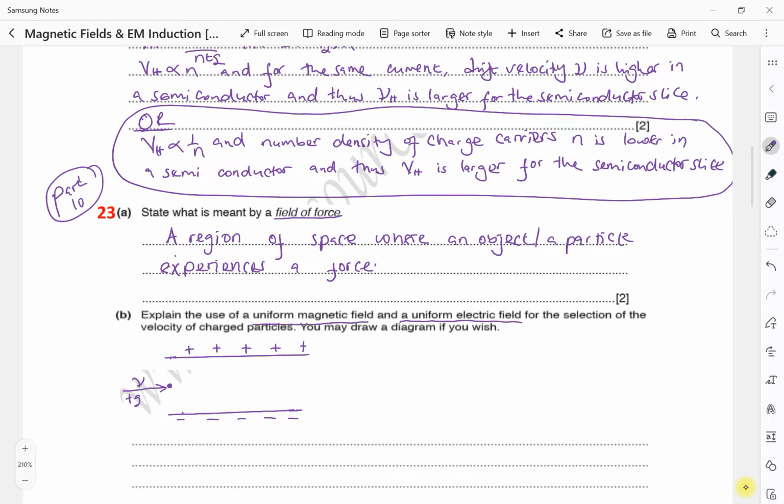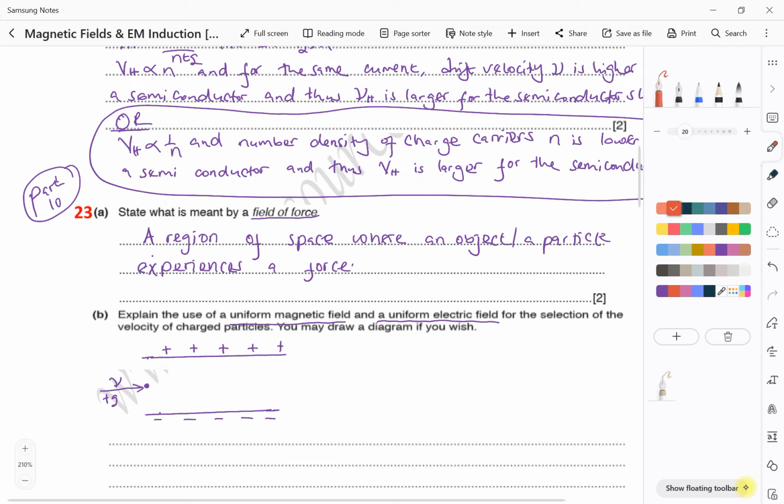Because this particle is positively charged, it is going to experience an electric force. Of course, the electric force on a positively charged particle is in the same direction as the electric field. So the electric force is going to be vertically downwards. I'll call this the force due to the electric field.